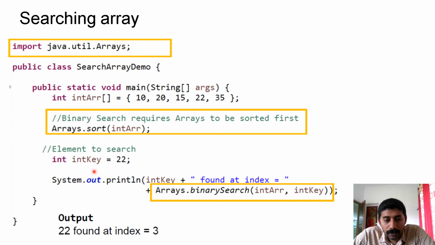So the programmer, even without knowing how to implement binary search, can make use of it just by Arrays.binarySearch, array name and key. This will give you output like index 3. So the indexes are 0, 1, 2, 3. At index 3 you have value 22. So this is how you can perform sorting, searching and so on in arrays.